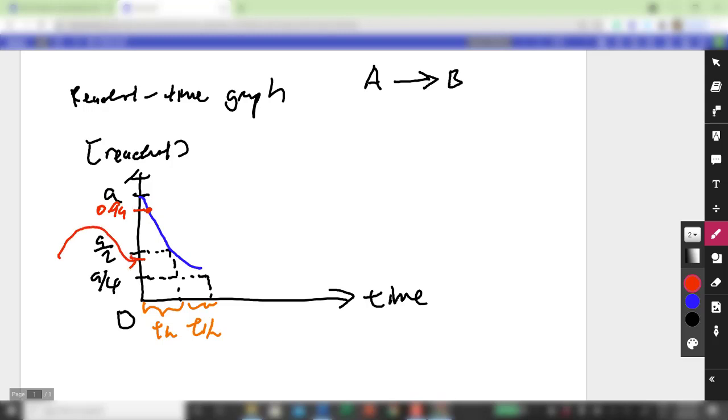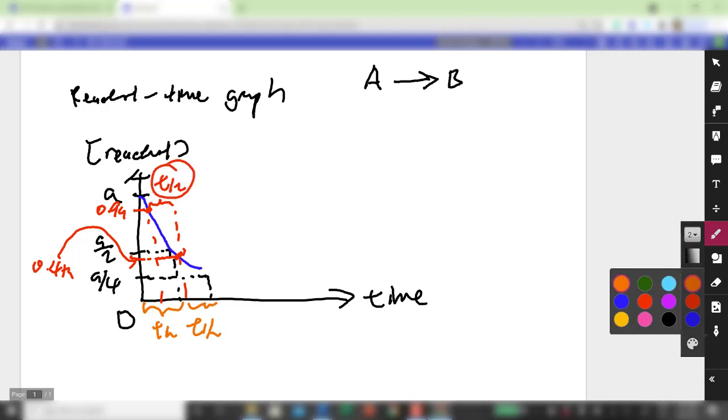So this point may be 0.45a. Okay, and then I will check these two values based on the time axis. I will check if this t-half, the one circled in red, is similar to the one I circled in orange. Okay, similar again, about 5% error.